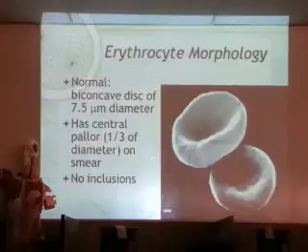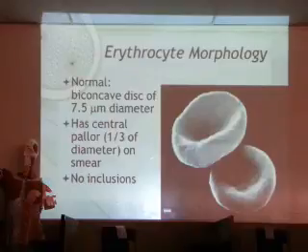They're generally uniform in size and shape. They're biconcave discs of about 7.5 microns diameter. They're pretty uniform normally. If they're not uniform, we've got a disease state. Biconcave means you have an indentation from the top, and you also have an indentation from the bottom.